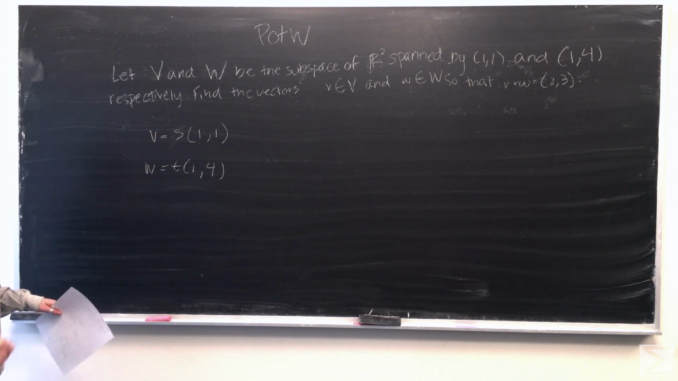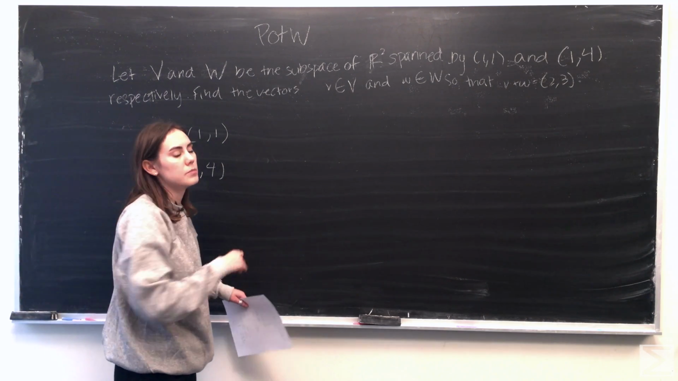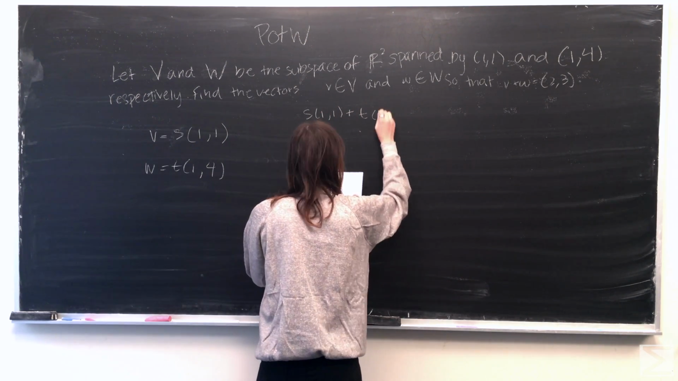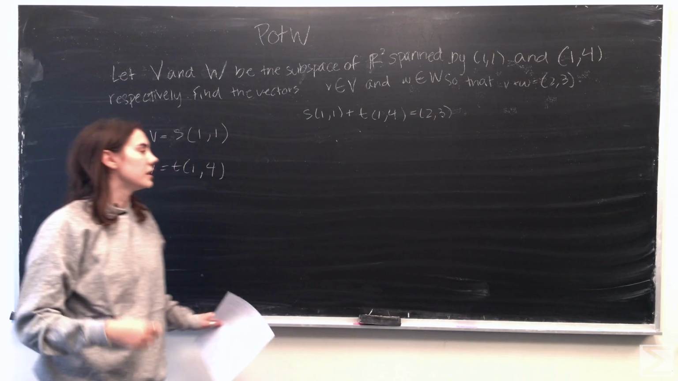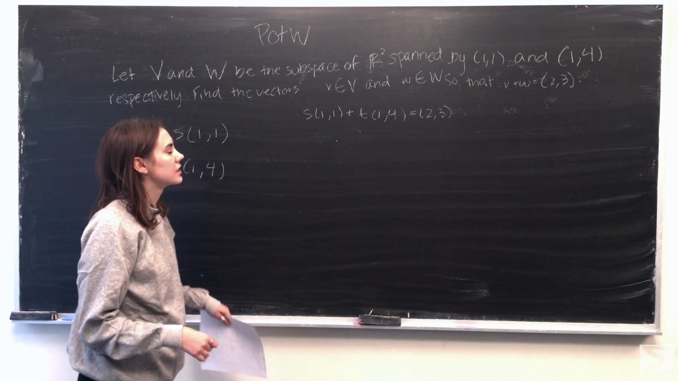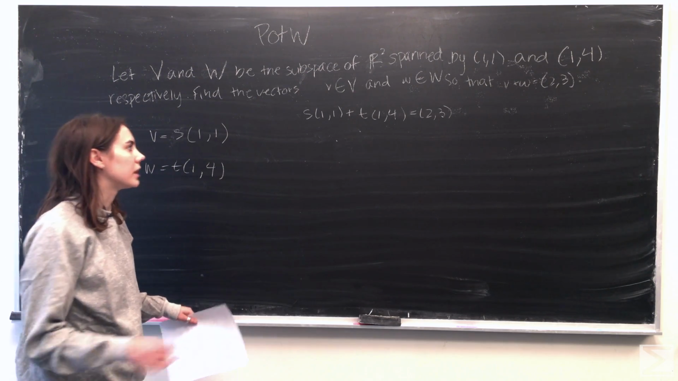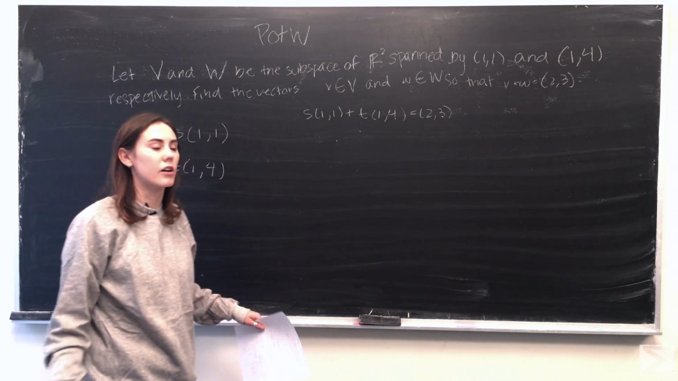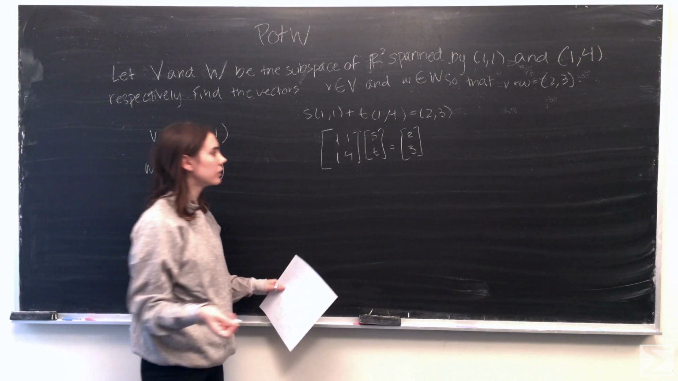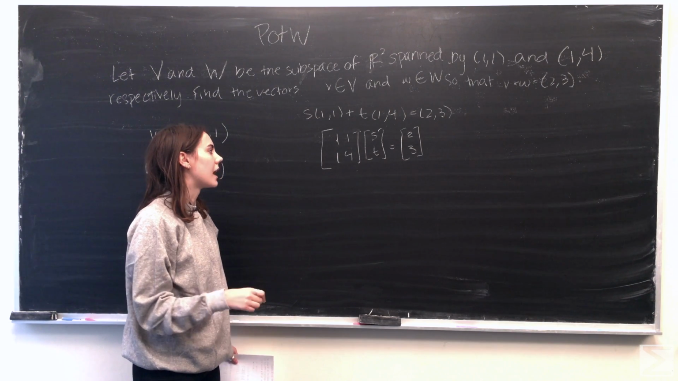What we can do now is write an equation using what we've described for v and w, and using that we know that v plus w should be equal to the vector (2, 3). So just substituting these in, we get s times (1, 1) plus t times (1, 4) is equal to (2, 3). And we can actually then write this in matrix form and then solve for what s and t are equal to. So we can write this in matrix form as the matrix (1, 1; 1, 4) times (s, t) is equal to (2, 3).